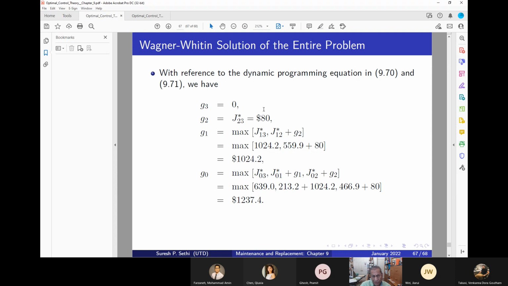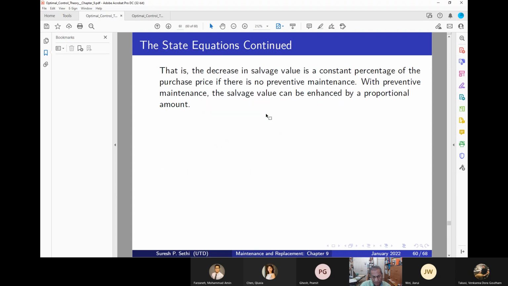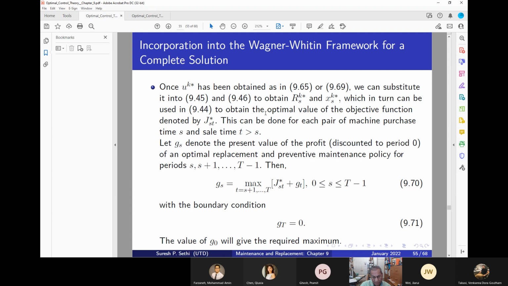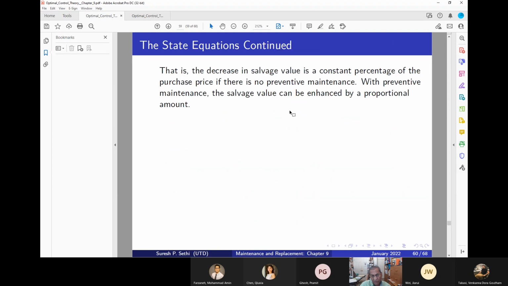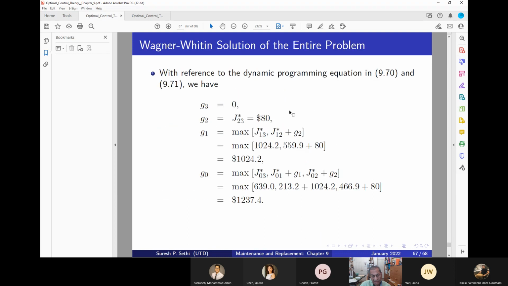And for G2, we use this formula. In this formula we have G3 equal to 0, we have G2, and there's only one thing going on here because there's only one period left. And so I can easily find G2, which is this.